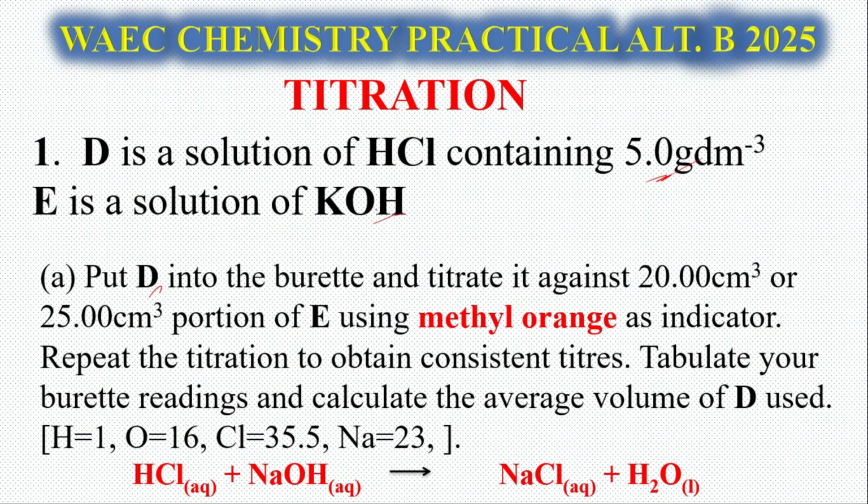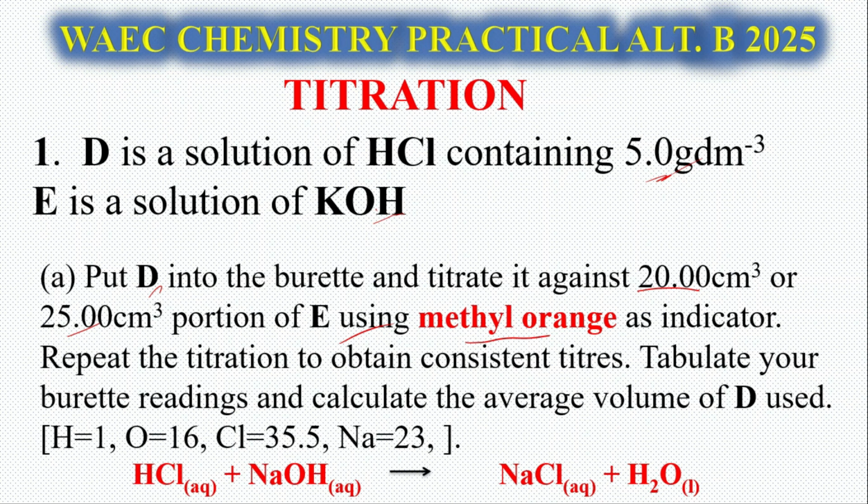Put D into the burette and titrate against 20 cm³ or 25 cm³. For the purpose of the practical, I've been using my volume pipette to be 25.00 cm³. The indicator here is methyl orange. You can as well use phenolphthalein depending on how the question comes. That's not a problem at all.